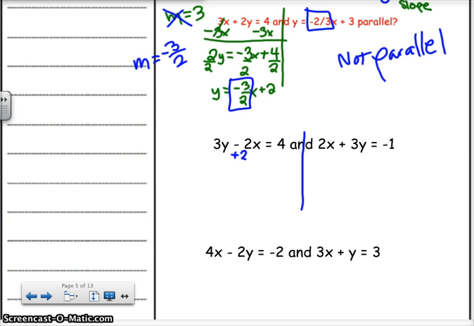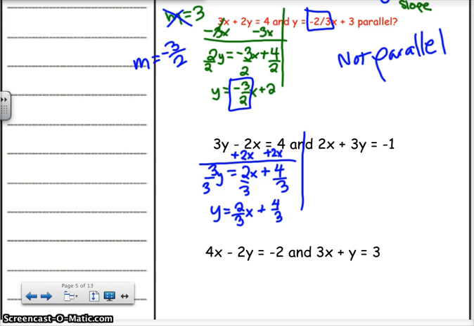So I'm going to add 2x. I have 3y equals 2x plus 4. Remember, it's not 6x. They're not like terms. And then divide by 3. Y equals 2/3 x plus 4/3. It's okay to have 4/3. Again, I don't care about that. All I care about is the slope. That's the only thing I'm going to be comparing.